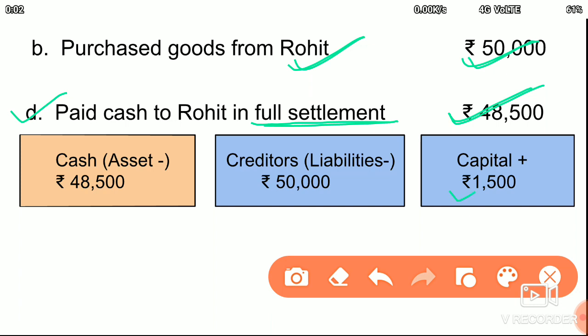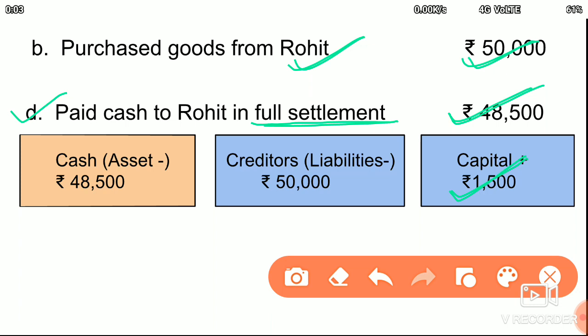So the capital will be affected here. Whenever there is a gain or a profit or a benefit, it will always affect the capital in the accounting equation. We will increase it. The benefit here is 1,500 because the business has received a cash discount from Rohit of 1,500. So it will increase the capital by 1,500, and then Rohit is the creditor here.